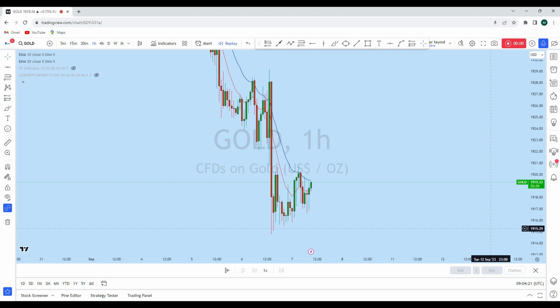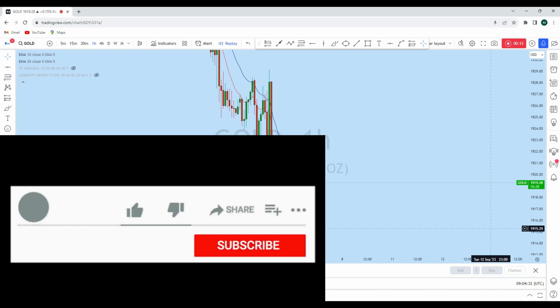Hello trader, I'm going to do a complete multi-time frame analysis on gold. Let's see what kind of trading opportunity we currently have in this instrument. From the lower time frame, we can see that gold is currently showing significant trading opportunity.